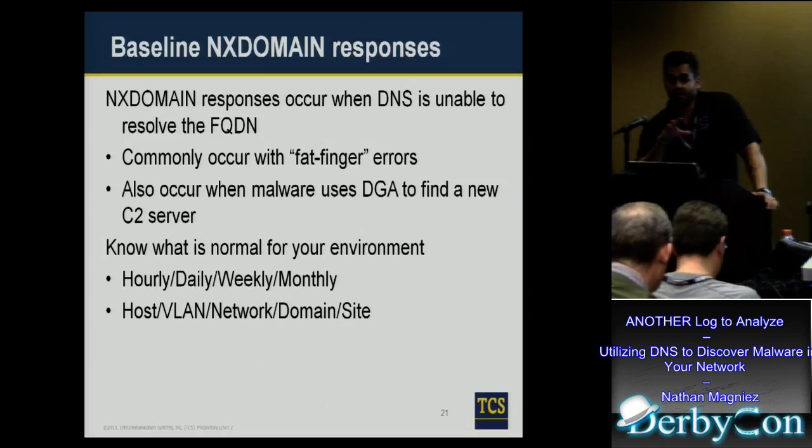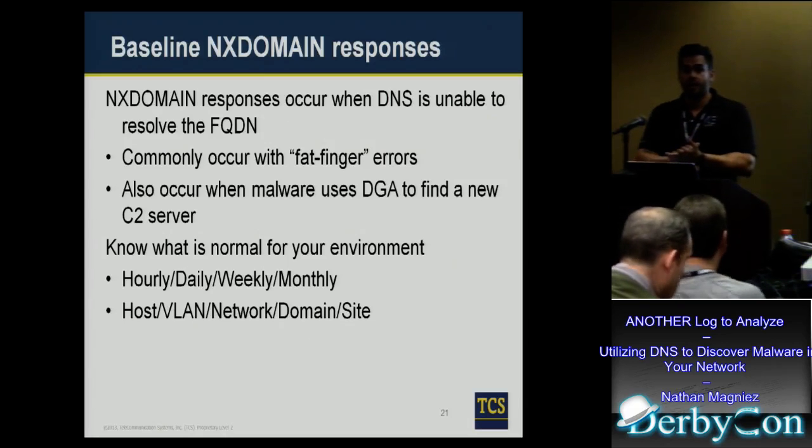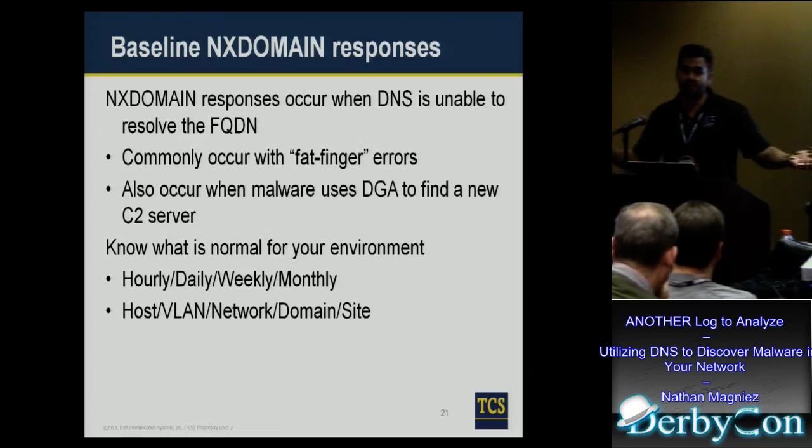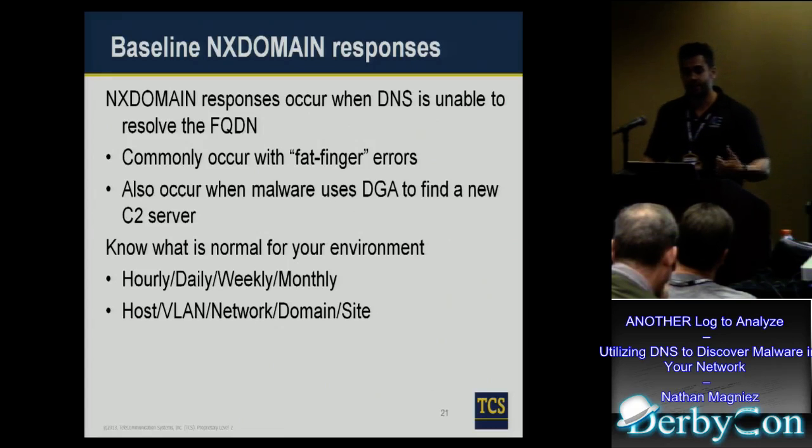Like I said before, when the DGA goes out, it's going to send a splurge of different domain names to request to try to contact its C2 server. If it did 10, 9 of 10 will probably fail, and you'll have 1 successful. That's the one we need to identify as well. But those 9 others should be a clue for us too. All right, so know what is normal, again, for your environment, either hourly, daily, weekly, monthly, or per host, VLAN, and so on and so forth.